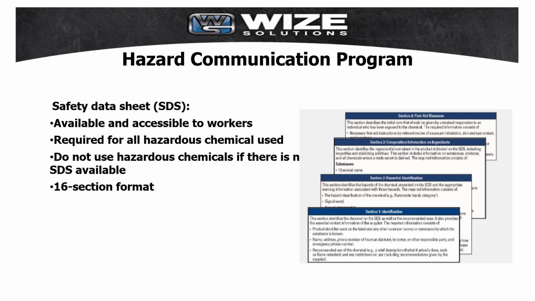Safety data sheets must be available and accessible to workers, and are required for all hazardous chemicals used. Do not use hazardous chemicals if there is no SDS available. SDS use a 16-section format.